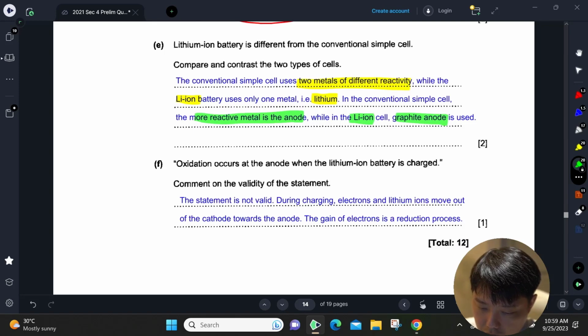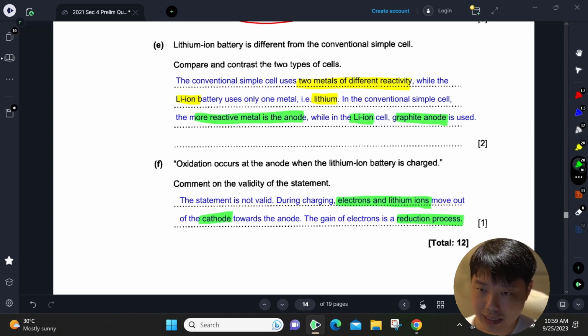Last part, oxidation occurs at the anode when lithium ion battery is charged. Comment on the validity. During charging, what is happening? Electrons and lithium ion move out of the cathode towards the anode. So this is actually a reduction process. Because during charging, we are using electrical energy to reverse the flow of the spontaneous reaction. We are charging, storing the electrical energy so that it can produce a spontaneous chemical reaction later on.